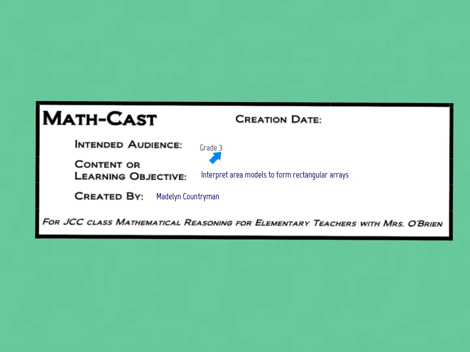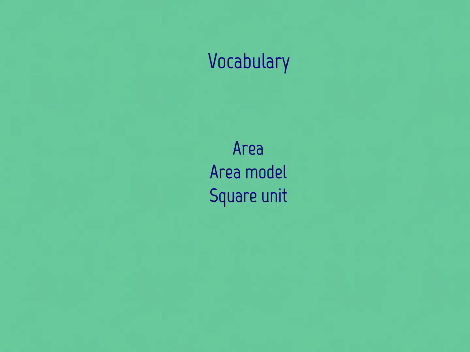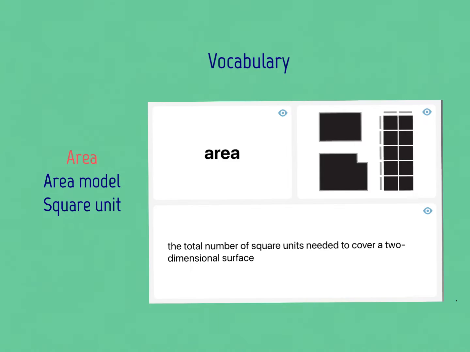The intended audience is grade 3. The learning objective is to interpret area models to form rectangular arrays, created by Madelyn Countryman. The vocabulary we will be using is area model and square unit.